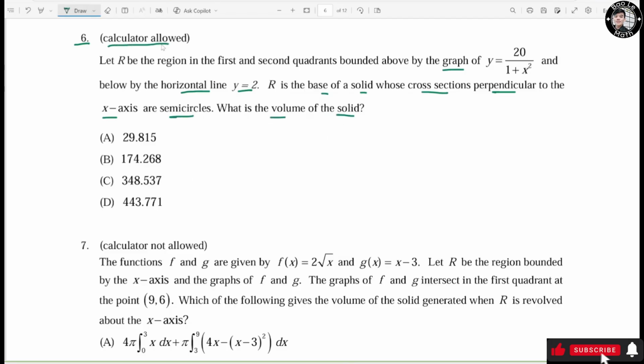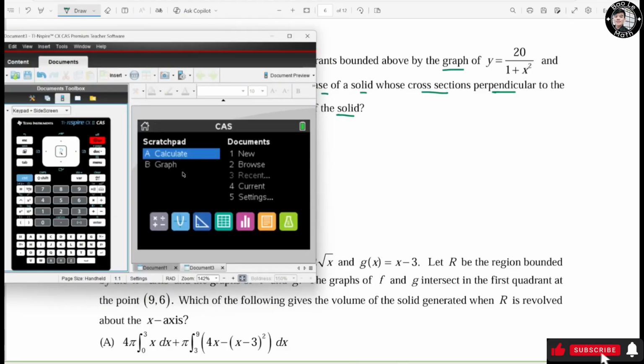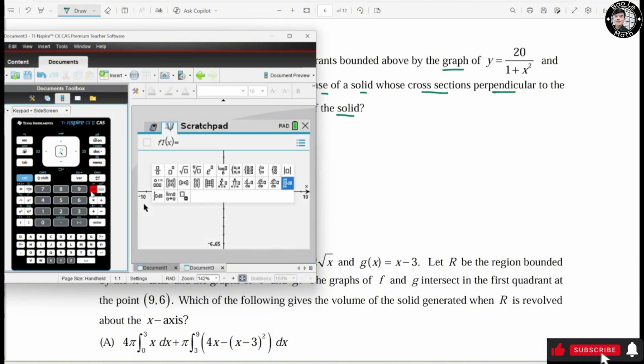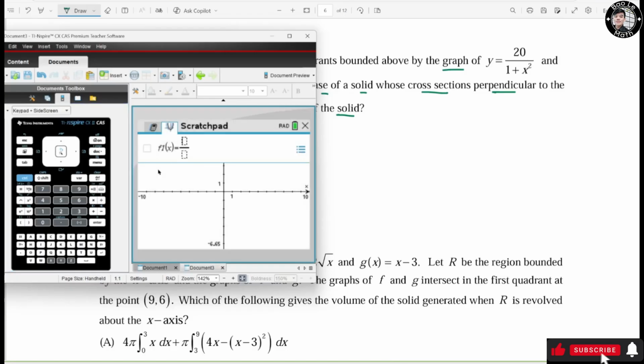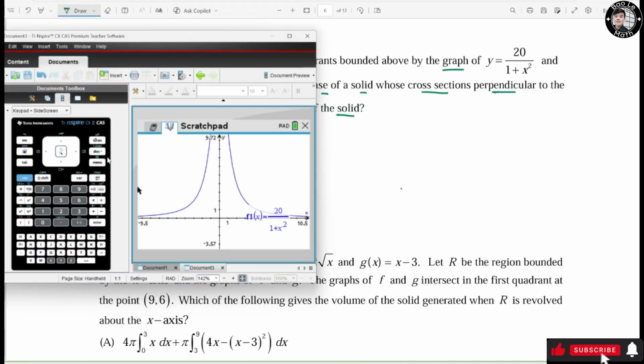We are allowed to use the calculator, right? So we're going to graph this guy on the calculator. We're going to hit on, go to the home screen, hit graph, and input the function right here, right? So we're going to hit the button right here, put the fraction. Then enter y equals 2. So we're going to hit tab, put 2, hit enter. It's going to be right here.